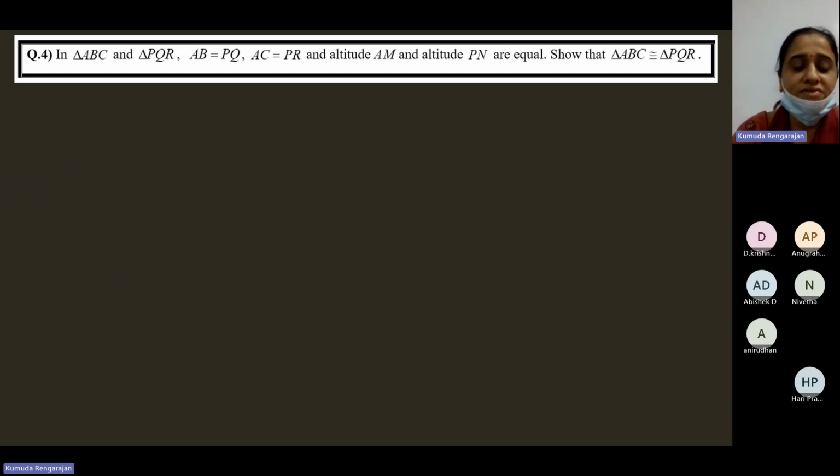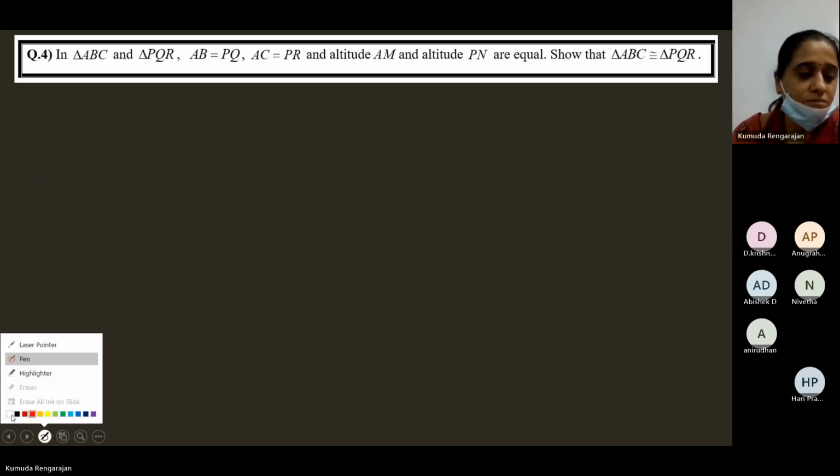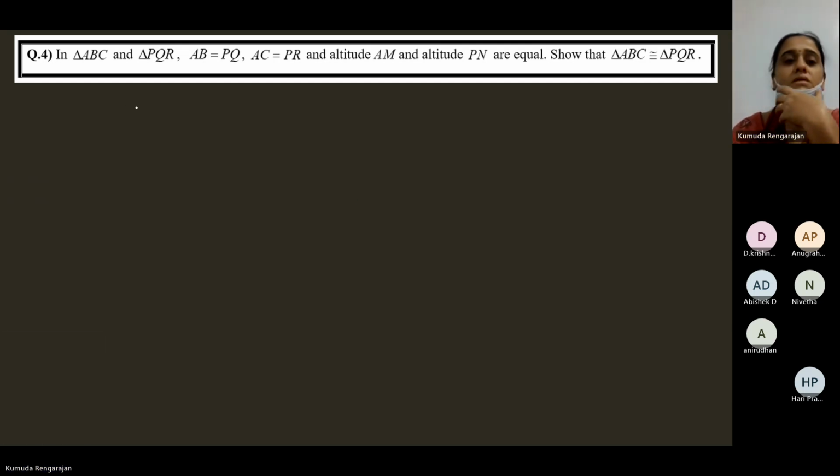In triangle ABC and triangle PQR, AB is equal to PQ, AC is equal to PR, and altitude AM is equal to altitude PN. Show that the triangles are congruent.